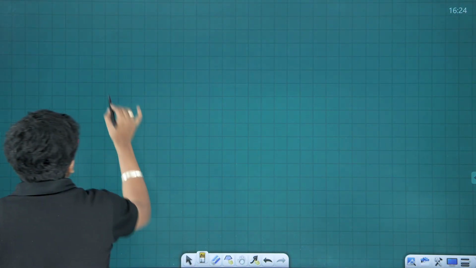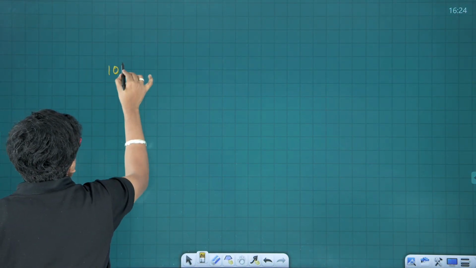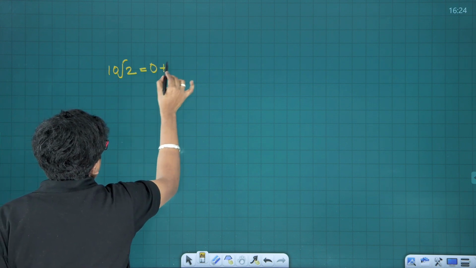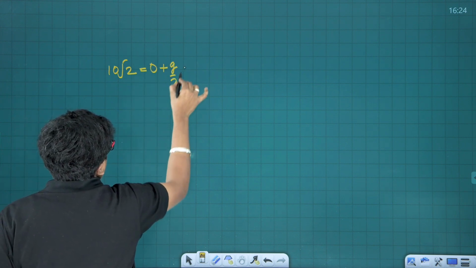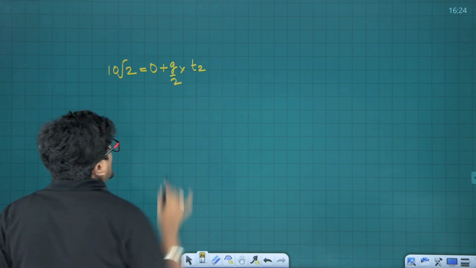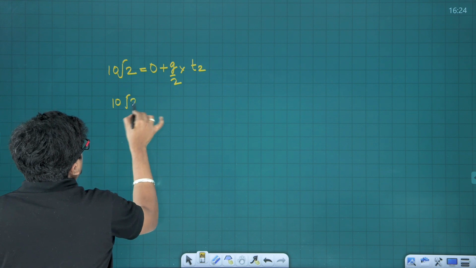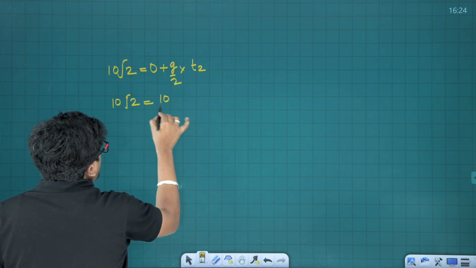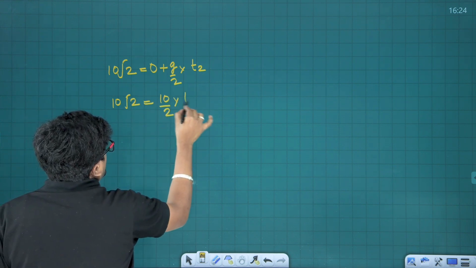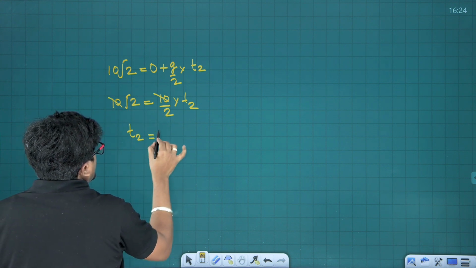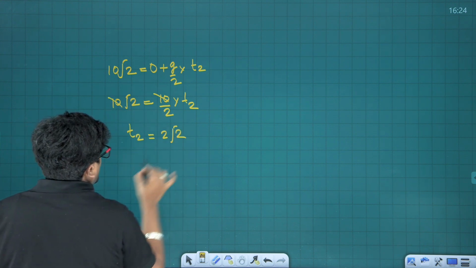So considering that, the final velocity needs to be what? 10 root 2. That is equal to the initial velocity, which I am taking as 0, plus g by 2 into the time taken, which I am taking as T2. So here 10 root 2 equals g, which is 10 only, 10 by 2 into T2. 10 and 10 will cancel. So T2 is going to be what? T2 is going to be 2 root 2.